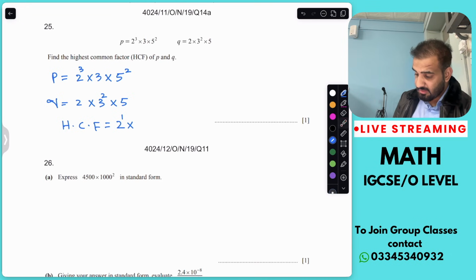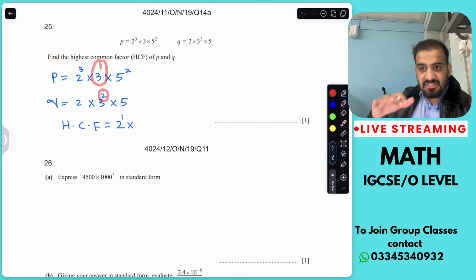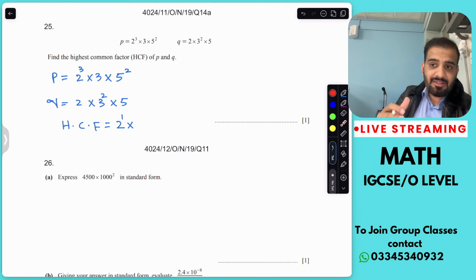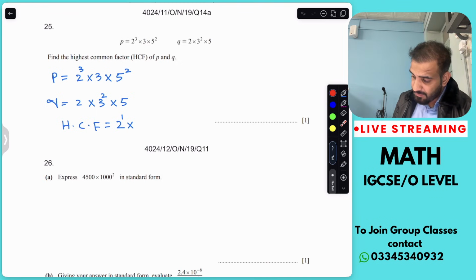Cross 3 has power 1 in P and 2 in Q. So you will write the smallest power. In HCF you write the smaller power, and in LCM you write the greatest power. Okay? So this will become 2 times 3, 1 cross 5, 1. Okay, so the answer is going to be 30.